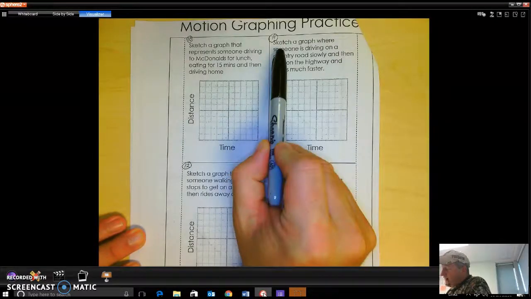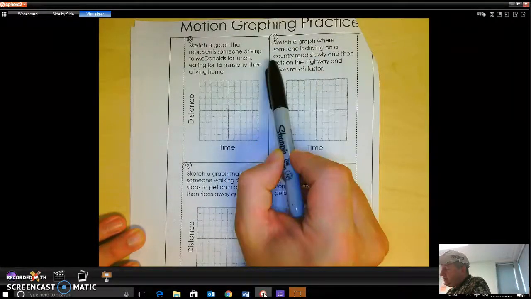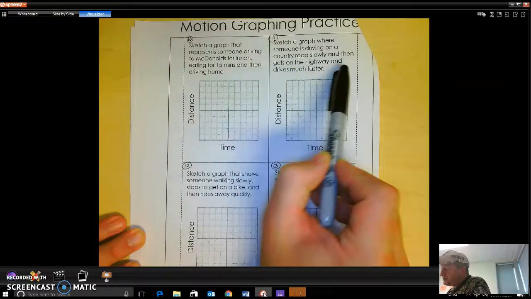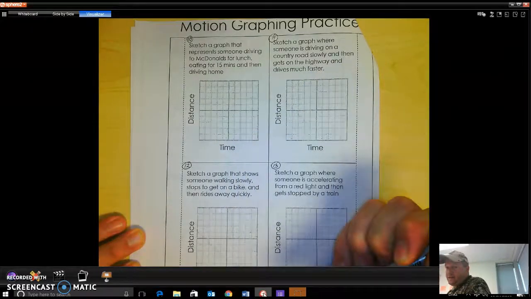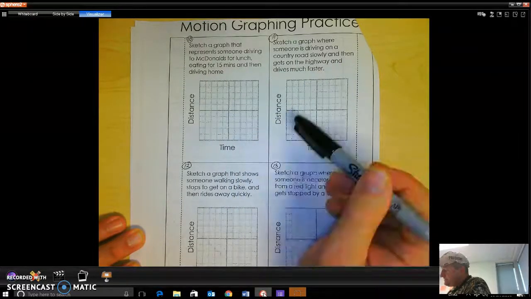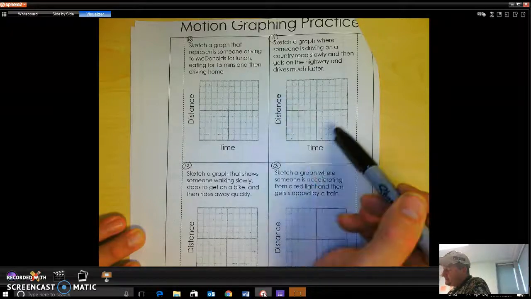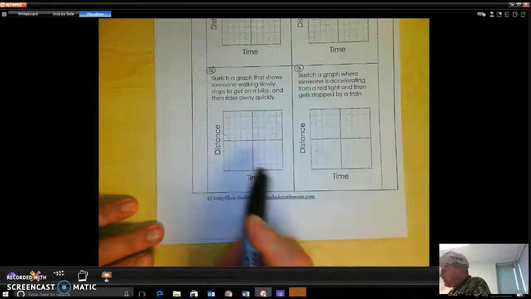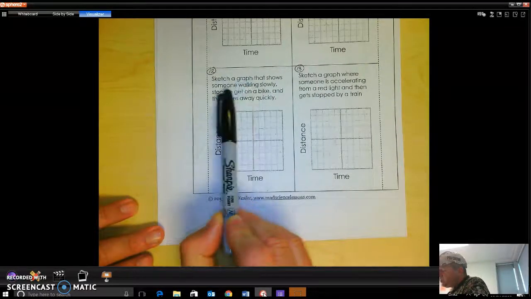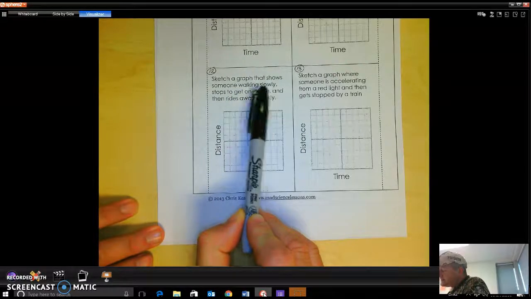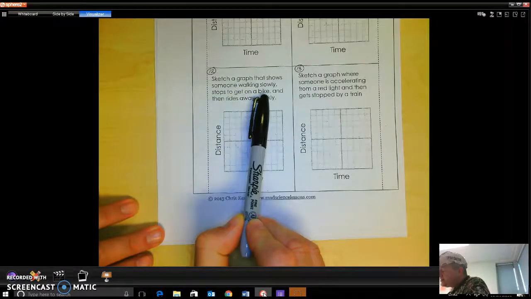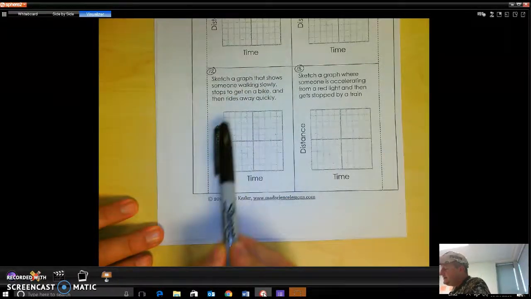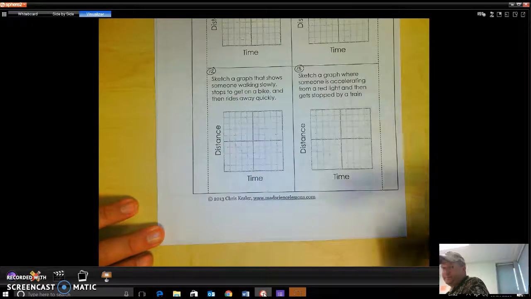Number 11, sketch a graph where someone is driving on a country road slowly and then gets on the highway and drives much faster. You can draw your graph here. For problem 12, you are to sketch a graph that shows someone walking slowly, stops to get on a bike, and then rides away quickly. So there's 3 things going on in your graph here. Just a little clue.